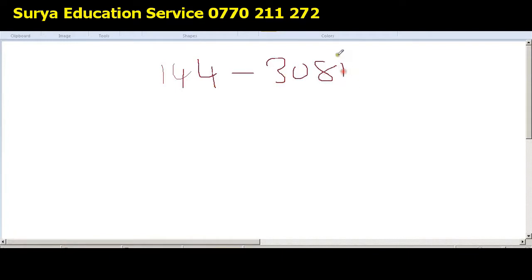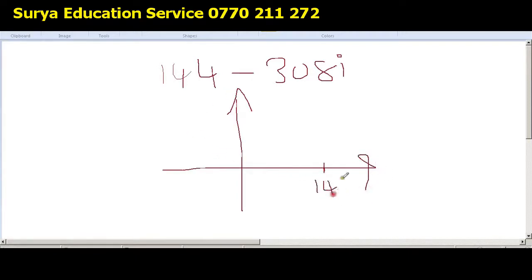Okay guys, this is very simple, right? 144, just sketch the axis. 144 is positive over there. Minus 308 means the y-axis would be negative, so minus 308 is somewhere over here. So the magnitude would be somewhere there. That means it is in the fourth quadrant. So the angle would be measured like this, right? Just evaluate this angle without considering the negative or positive side.